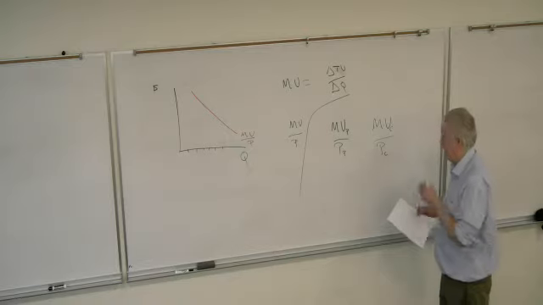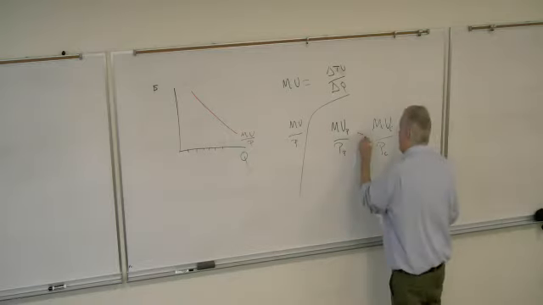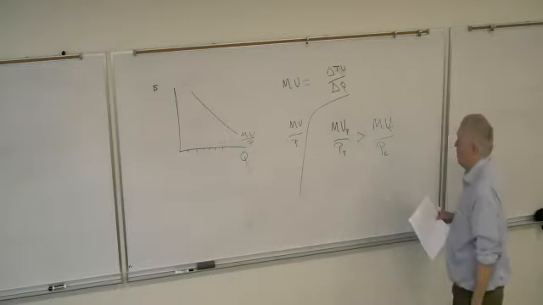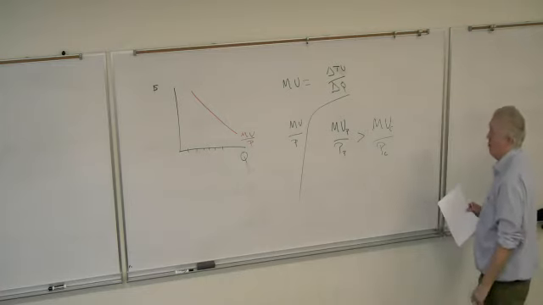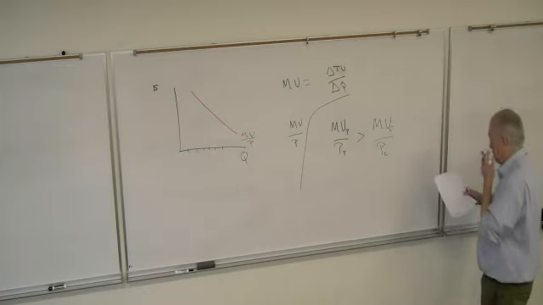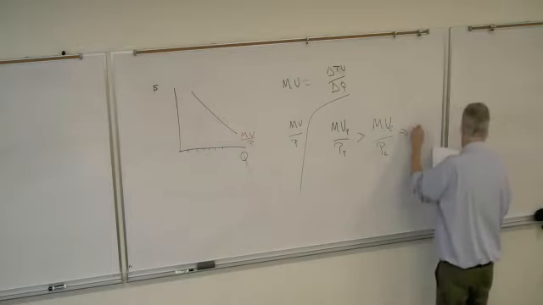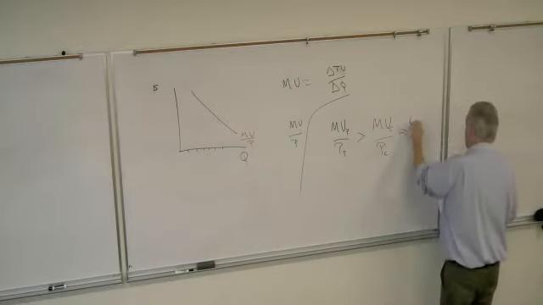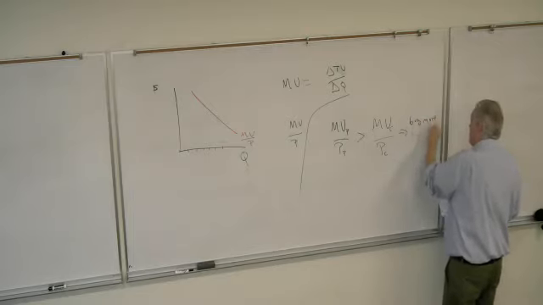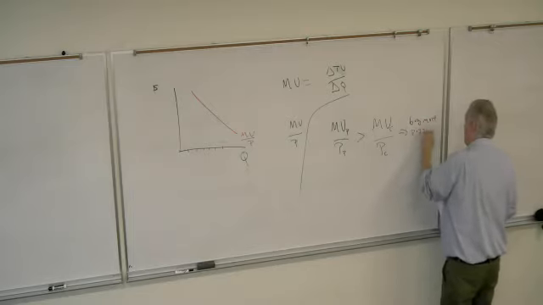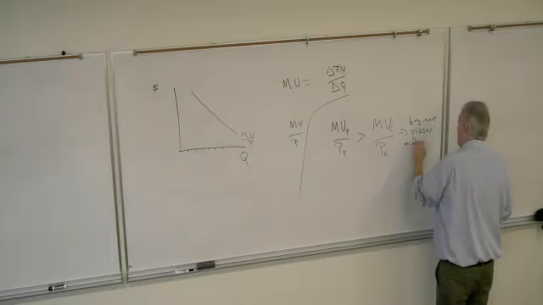Whatever that ratio is, if it's out of whack to the point where there's no equality, where marginal utility to price for pizza is greater than marginal utility to price for concerts, then the solution is to do what? To buy more pizzas and fewer concerts. Okay, buy more pizzas and fewer concerts.